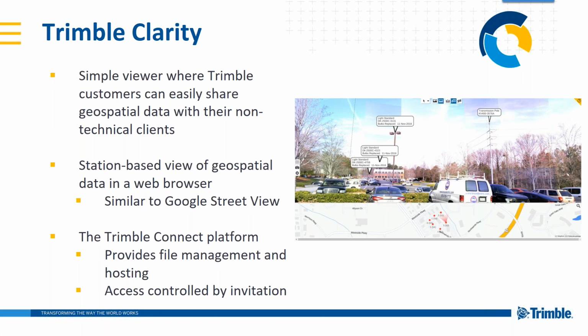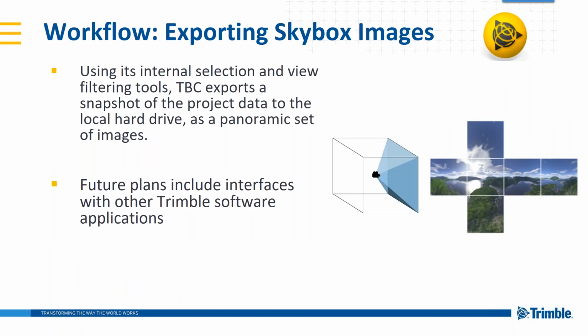And what is Trimble Clarity? It's a simple web-based viewer that our customers can easily use to share geospatial data with their non-technical or technical clients. It's essentially a station-based view of geospatial data in a web browser, very similar to Google Street View, if you will. It's based on and uses our Trimble Connect platform, which provides file management and hosting, and also controls access to the data set by invitation.